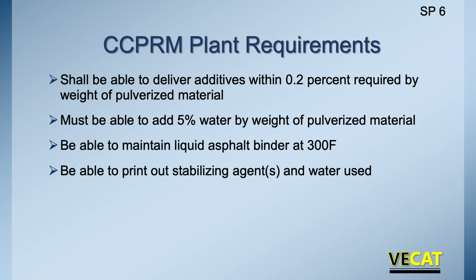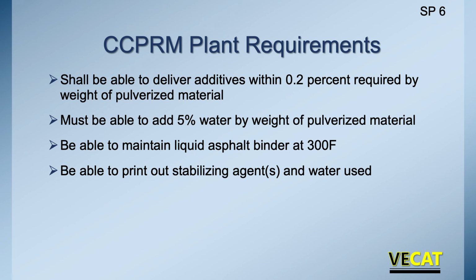Some other things, plant requirements for the cold plant recycle. You got to be able to deliver additives within 0.2%, so it's not restrictive, but very precise because we want to make sure we make the material that was designed. Got to be able to add that 5% water, again for stabilization, because that wrap that's coming in, and maybe that wrap in virgin aggregate's got moisture content, you need to know what it is so you can set the plant to add the proper amount to hit your optimum moisture content.